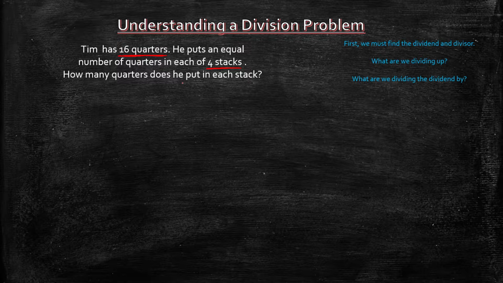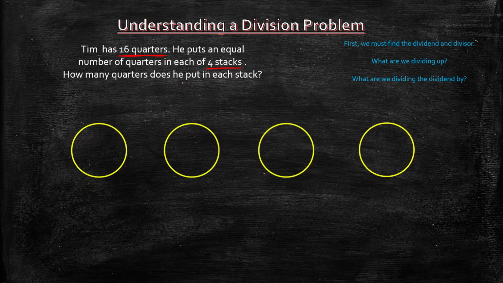Okay, so to divide that up, I've created my 4 stacks. Okay, 1, 2, 3, 4. That's where my stacks come in. This is a visual for that. Now, to divide it up equally, I'm going to put each quarter in one of those boxes, meaning I'll start with this one and I'll go 1, 2, 3, 4. And once I put 1 in each, then I start back over.